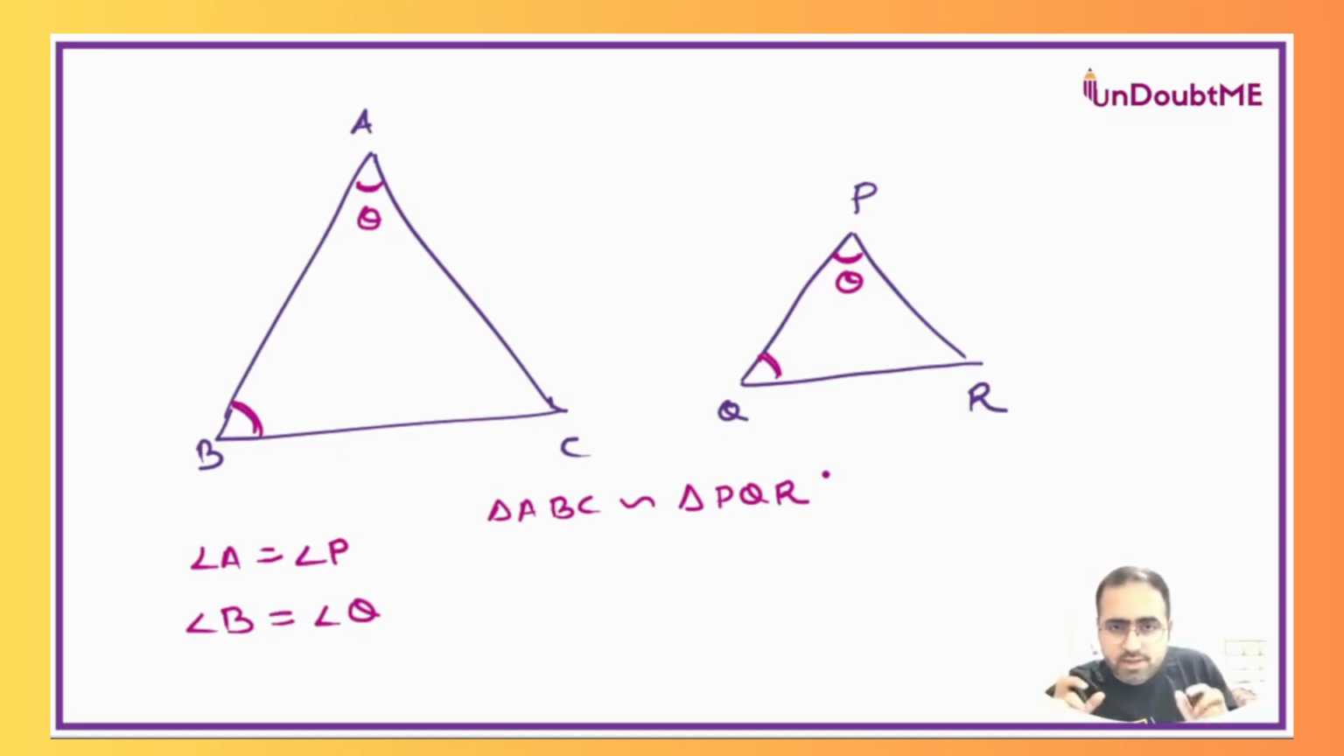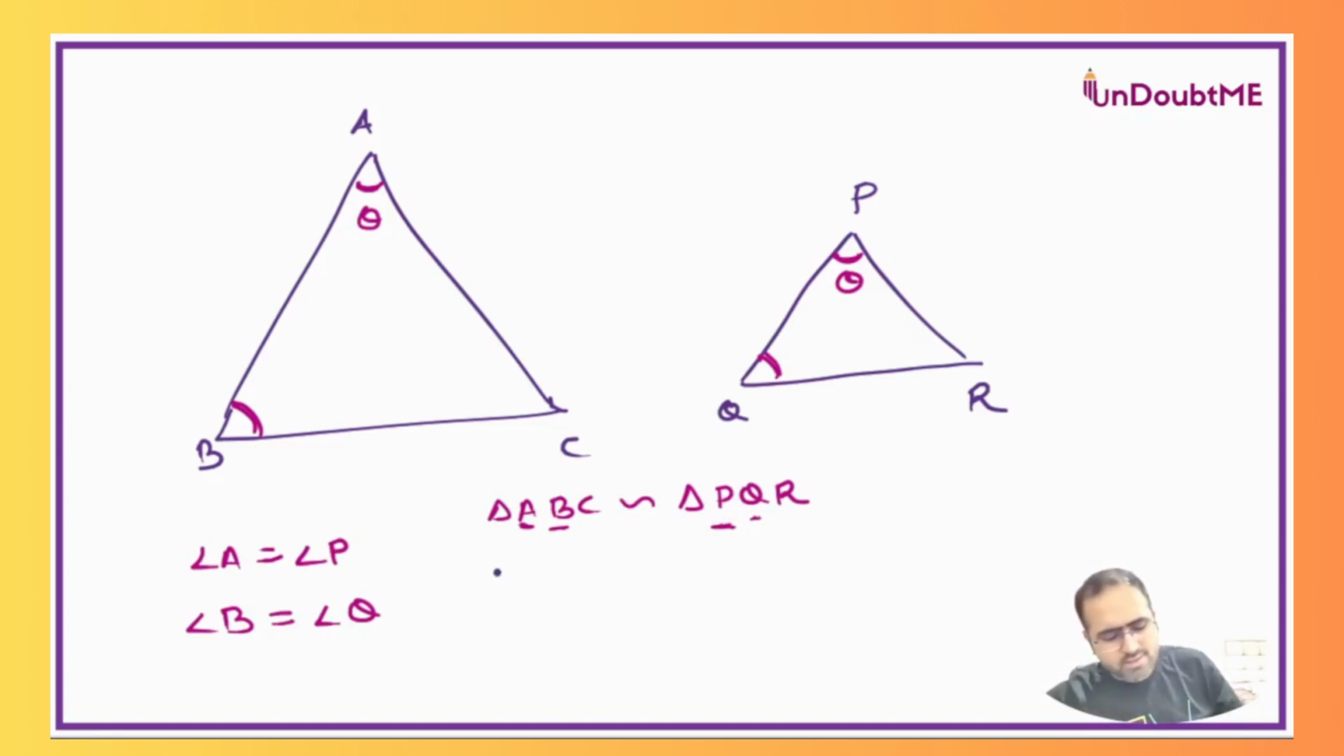Whenever I am writing the triangle names, I have to make sure that the corresponding angles are written in the same order. A was equal to P, so A is written first, over there P is written first. B was equal to Q, so B and Q are written at the same place, and the third one is by default. It will come at the third option only.